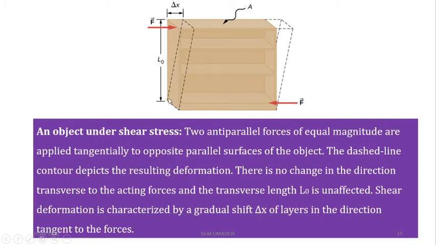So when we apply the force, this will get deformed. There is no change in the direction transverse to the acting force, and the transverse length L0 is unaffected. The shear deformation is characterized by the gradual shift delta x. This is the original length. When we compress, the length will change, and this delta x is the gradual shift, and that direction is tangent to the force.